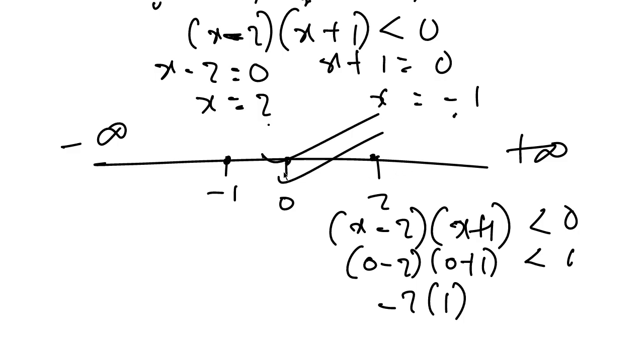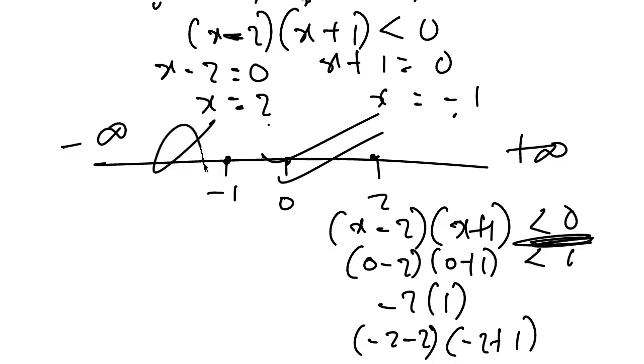Now if you test any value less than minus 1, for example minus 2, if you substitute minus 2 in this inequality, you get minus 2 minus 2 into minus 2 plus 1. Minus 2 minus 2 is what? Minus 4. And minus 2 plus 1 is what? Minus 1. So when two negative numbers multiply, you're going to have a positive output, which is greater than 0. But we are looking at values less than 0. So this region is wrong.